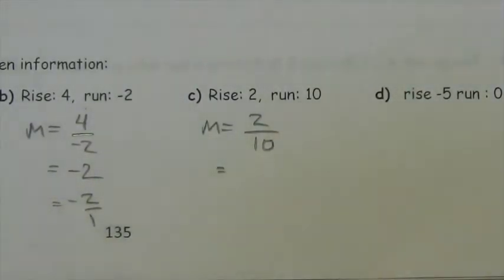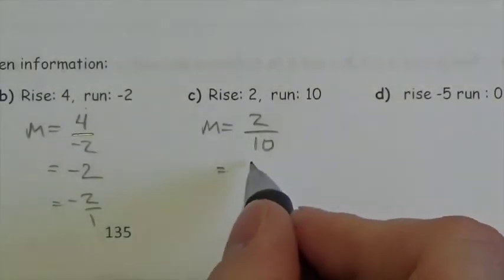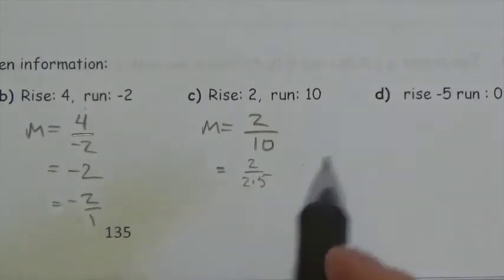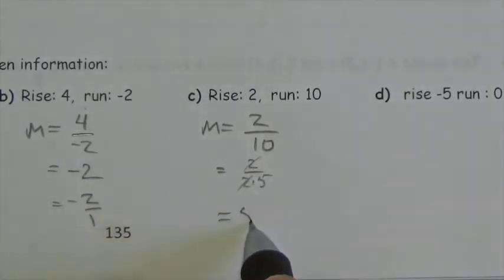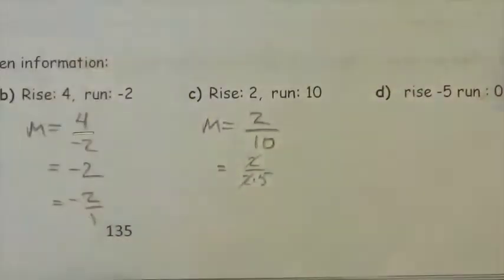Now, let me show you a mistake that gets made frequently. I'll see people do this. They'll see it like this. Okay, that's 2 over 2 times 5. They'll cancel the 2's, and then they'll simply write 5, because there's a 5 left over. No, that's not true.